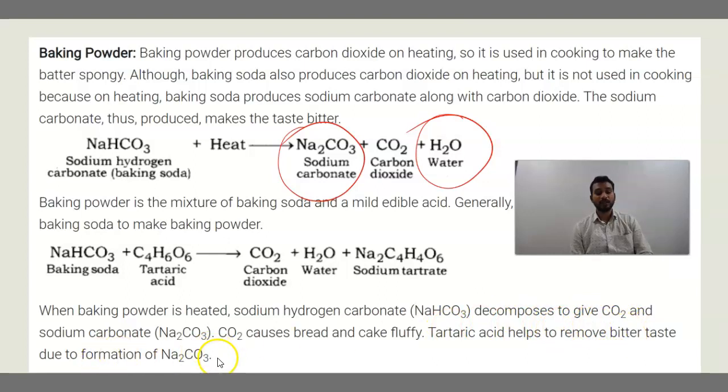When we heat baking powder, what will we get? Sodium hydrogen carbonate decomposes to give carbon dioxide and sodium carbonate. Carbon dioxide gas makes bread and cake fluffy. Tartaric acid helps to remove the bitter taste due to the formation of sodium carbonate.